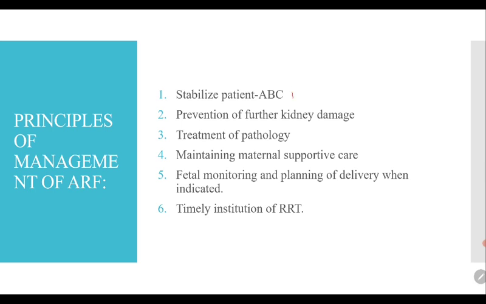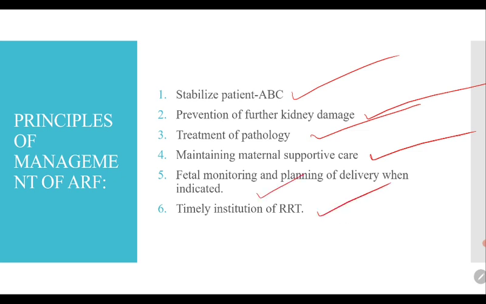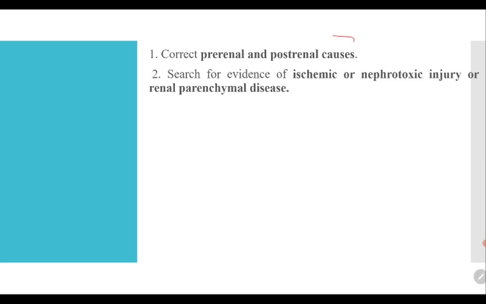What are the principles of management of acute renal failure patients? Stabilize the patient, ABC. Prevent further kidney damage. Treatment of the pathology. Maintain supportive care. Fetal monitoring and planning delivery when indicated. Timely institution of renal replacement therapy. First, correct pre-renal and post-renal causes. Search for evidence of ischemic, nephrotoxic, or renal parenchymal disease.